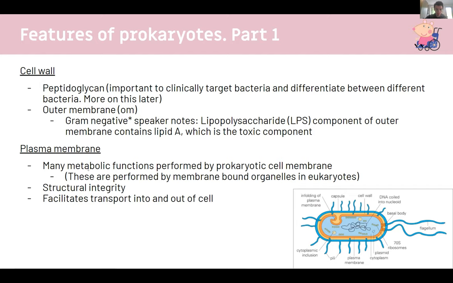The plasma membrane performs many metabolic functions in the prokaryotic cells, which would usually be performed by membrane-bound organelles in eukaryotes. It's important for structural integrity and transportation. Here's just a little example. You have some pili, which are used for adhesion and communication with other bacteria. You have a capsule sometimes, which is a polysaccharide, so it's quite sticky and it allows adhesion. Here's our nucleoid.